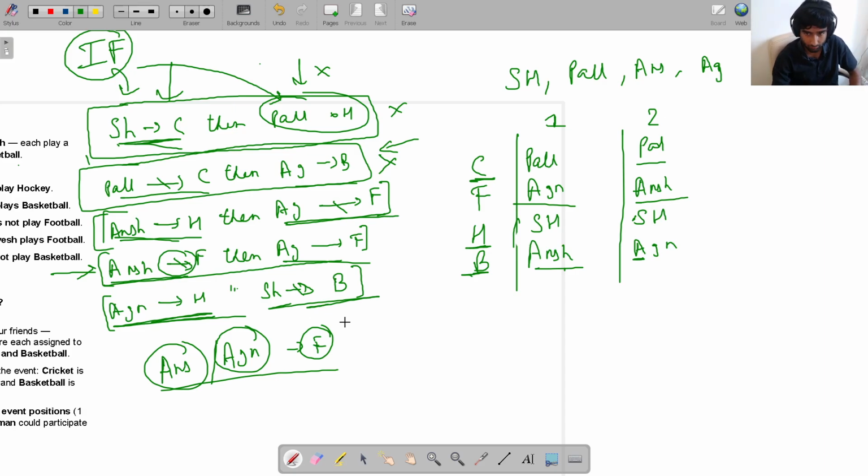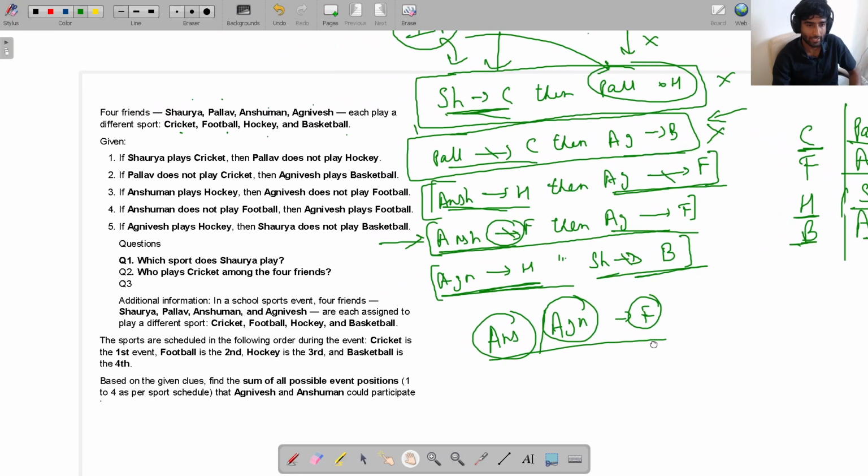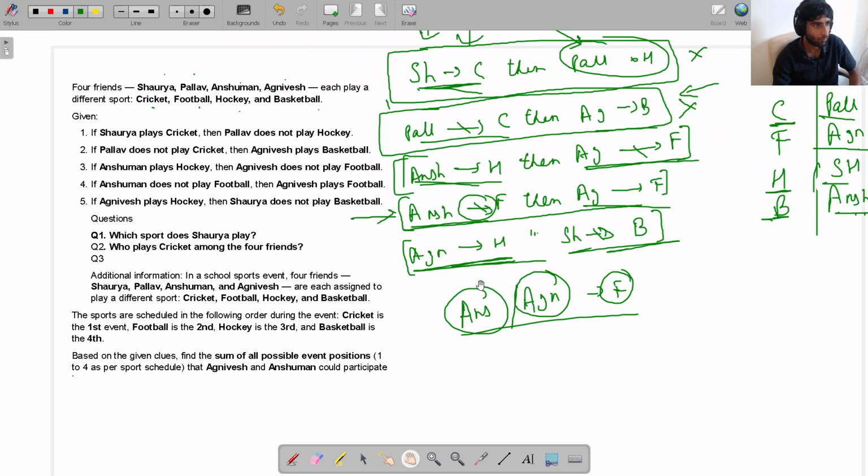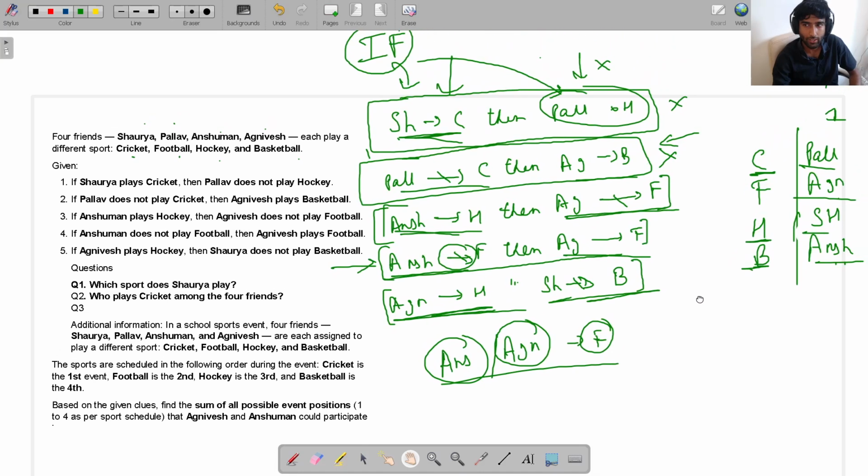So I have two solutions where Pallav and Shaurya's places are fixed, and Agnivesh and Anshuman's places are interchanged. And that's basically the question. Now let's come to the questions which I have.